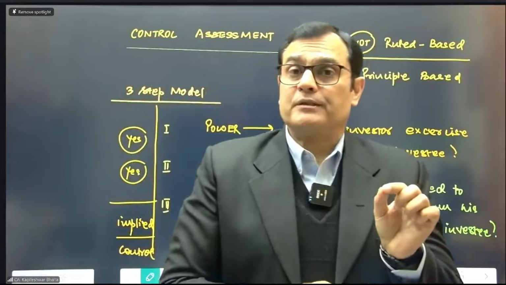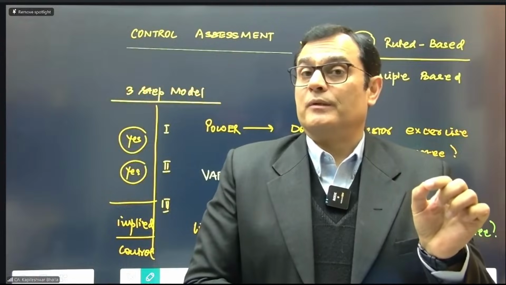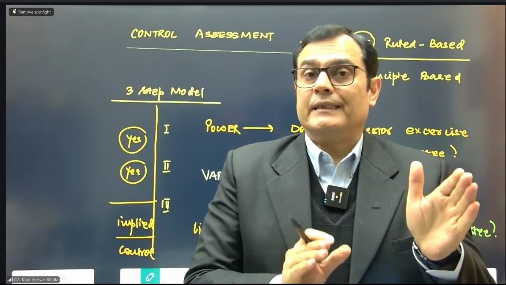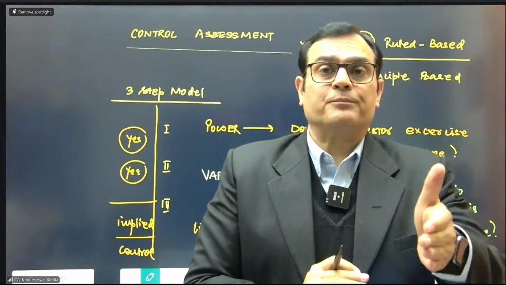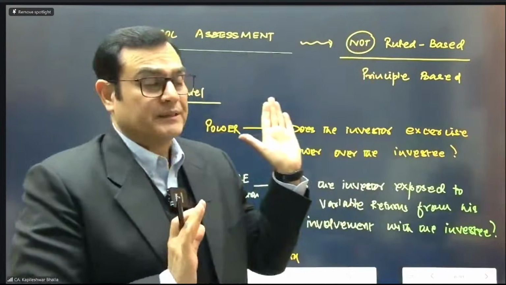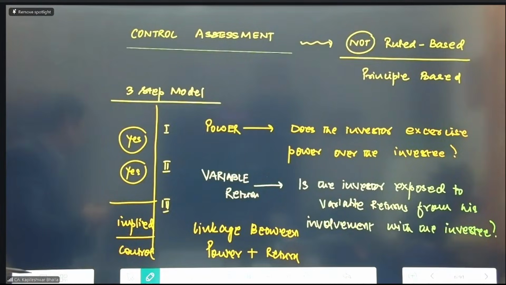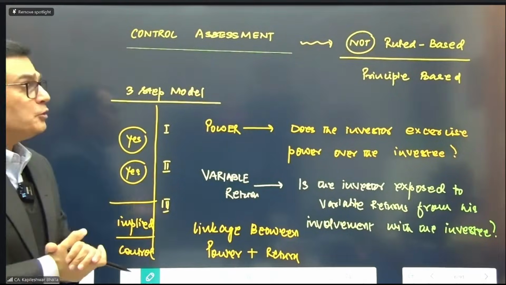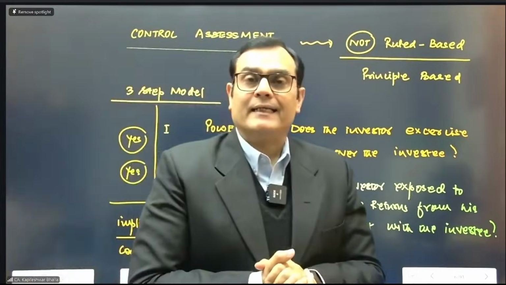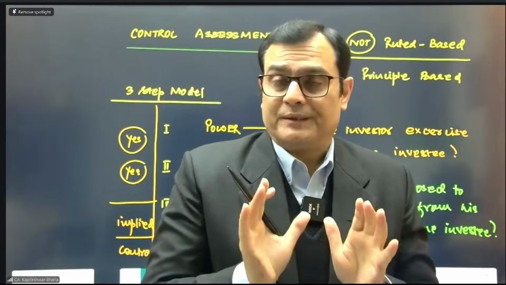Once I establish that, yes, you've got power, once I establish you're exposed to variable returns, step 1 is a yes, step 2 is a yes, then for step 3 the linkage is automatically developed. I don't need to do any further assessment. And then I will immediately conclude that yes, there is control. So basically, I need to work upon step number 1 and step number 2. I don't need to work upon step number 3.